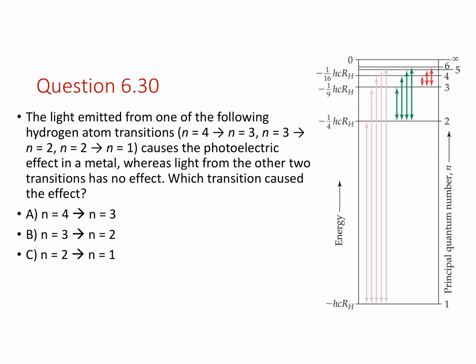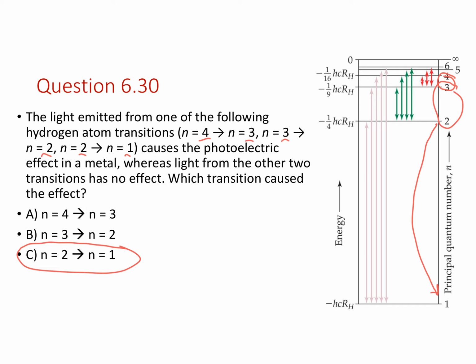So if I look over here, I have n equals 4 to 3, 3 to 2, or 2 to 1. So n equals 4 to 3 is right here. That's a pretty small transition. N equals 3 to 2 is also a pretty small transition. However, n equals 2 to 1 is a very large transition. It's going to release more energy. Because it's going to release more energy, right, it's probably going to be the transition that's initiating the photoelectric effect. So the n equals 2 to n equals 1 transition is the highest energy of the transitions listed. It's probably the one causing the photoelectric effect.